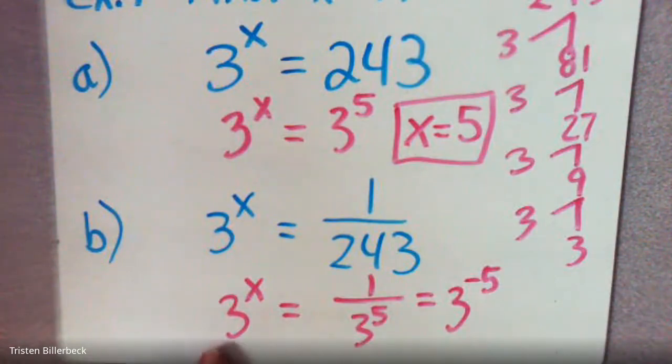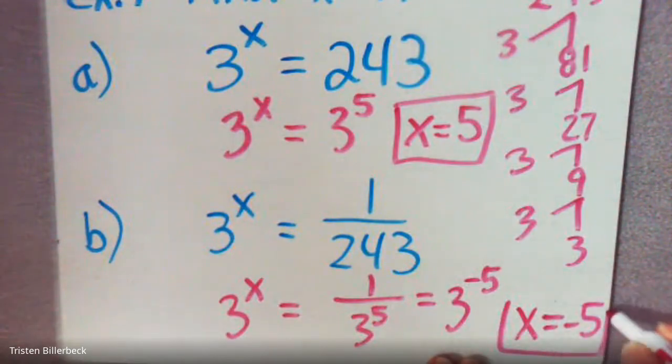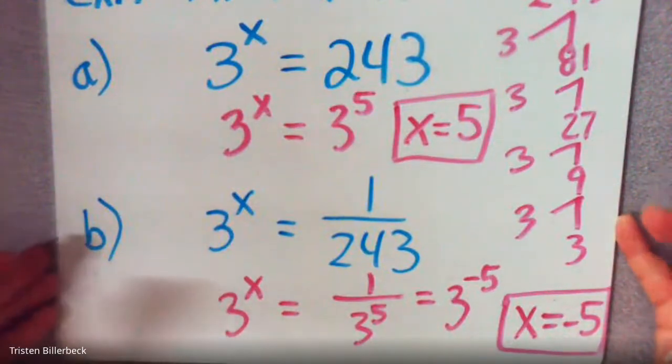Okay, so now we have the same bases, and we now know what x is. x is -5. Look at that. There is a reason why we have negative exponents, and this would be a good case for it. All right, let's look at another example.